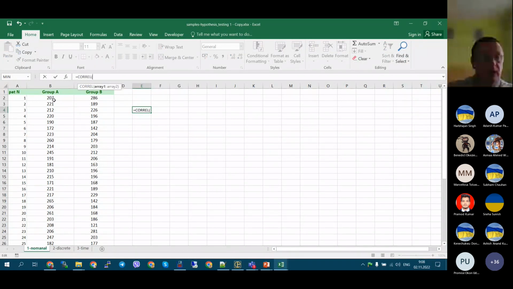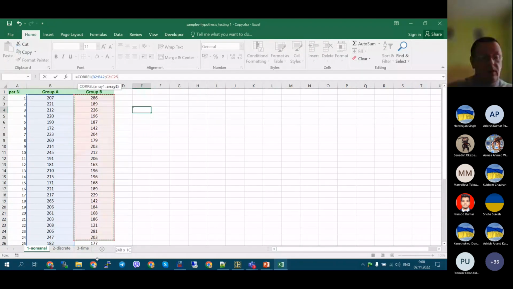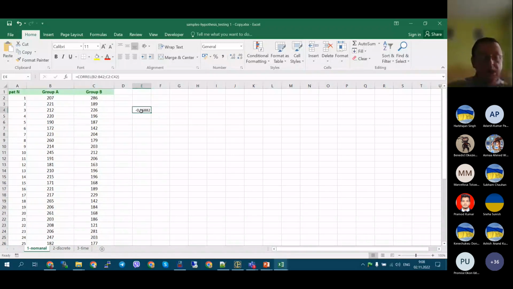Just pick up the CORREL function, provide the two arguments, first array and second array. Here we have our value of the coefficient of correlation, which is a moderate negative correlation.